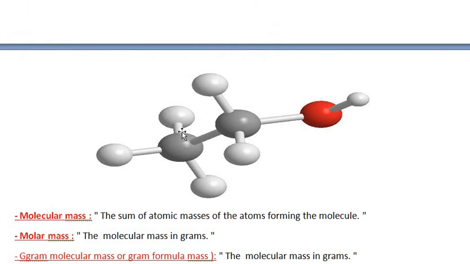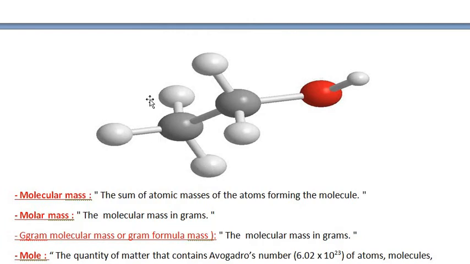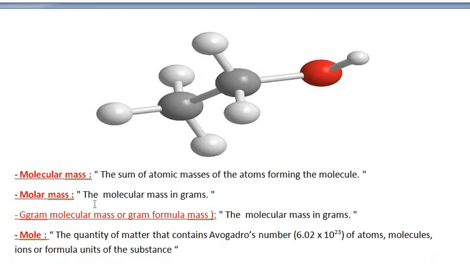This is a molecule. A big molecule consists of many atoms and many types: 6 carbon atoms similar to each other, 2 atoms similar to each other, and 1 atom alone here. But all these atoms are linked together to form one unit called a molecule of this substance. If you want to know the mass of this molecule, this is called the molar mass or the molecular mass. Molecular mass means the sum of the atomic masses of the atoms forming the molecule.